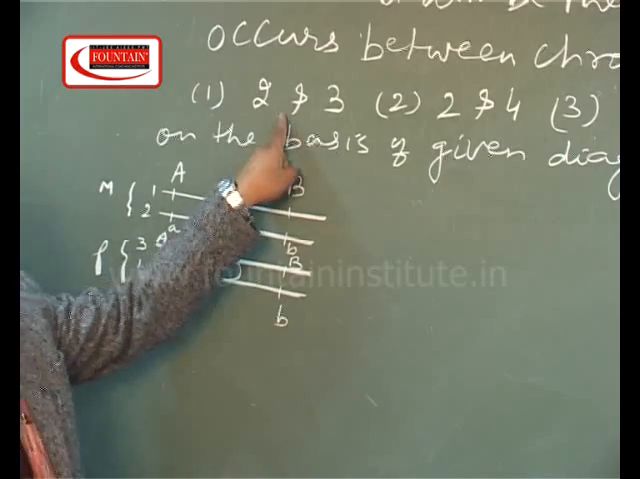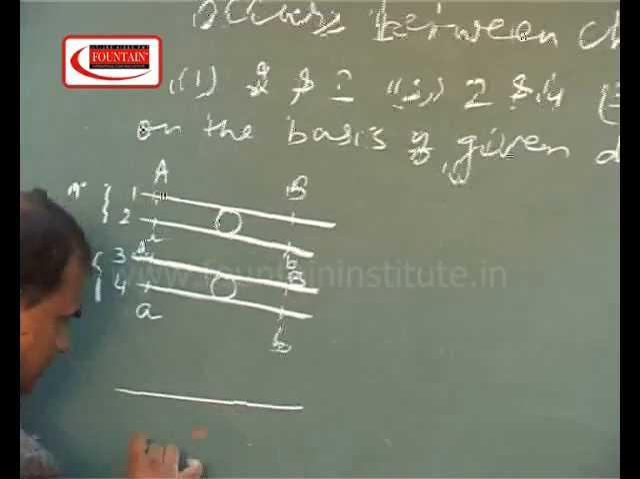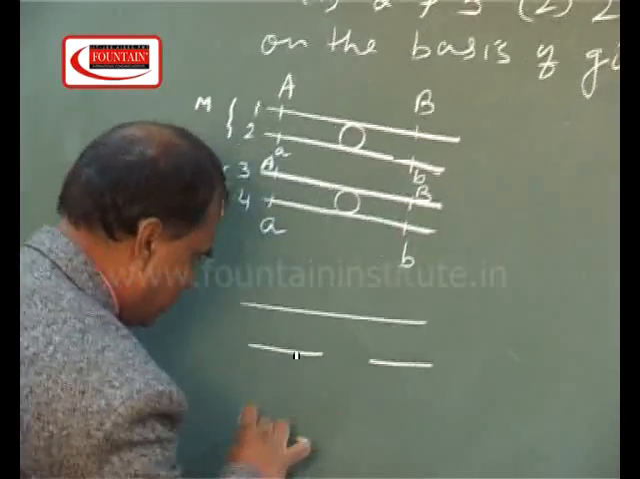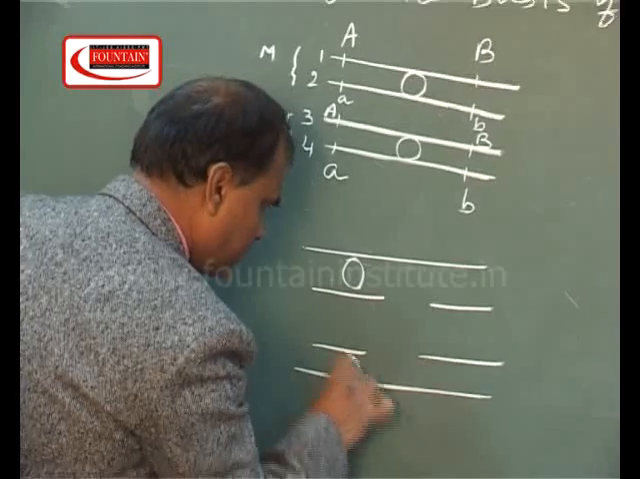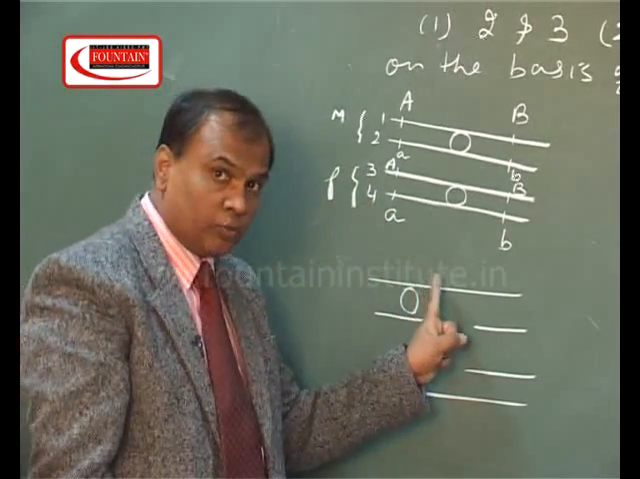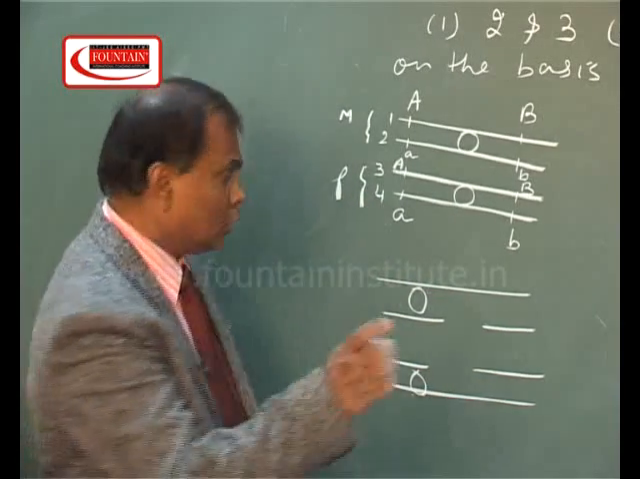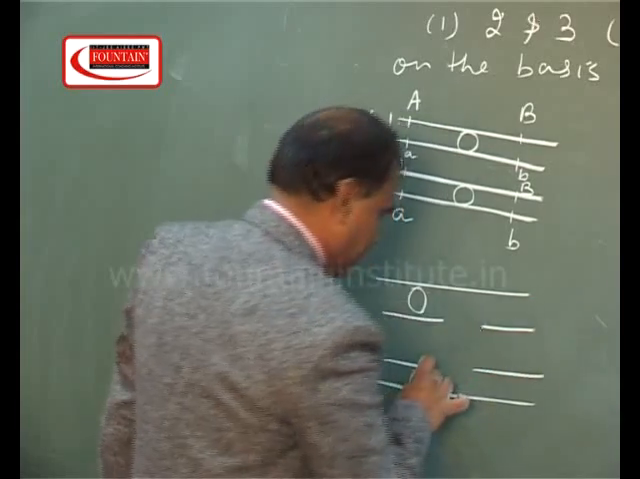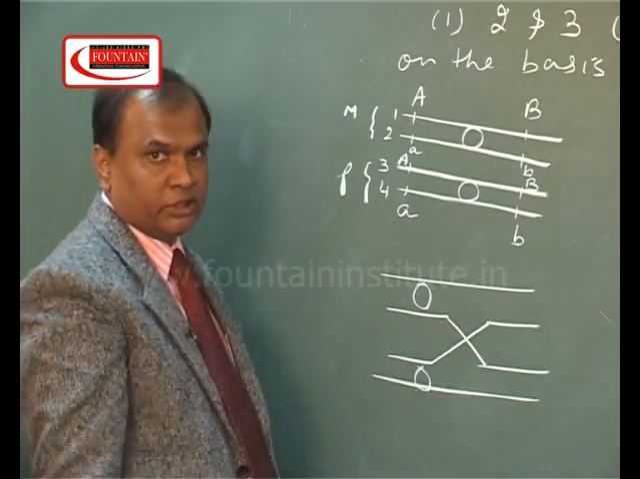Here crossing over occurs between chromatid number 2 and 3. It means breakage occurs in chromatid number 2 and 3. 1 and 4 is not involved, and in crossing over at a time only two non-sister chromatids are involved. So in this case this arm will exchange with this one and this arm will exchange with this one.